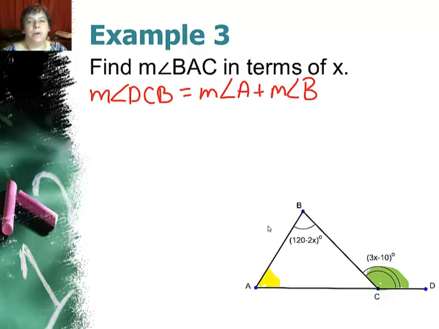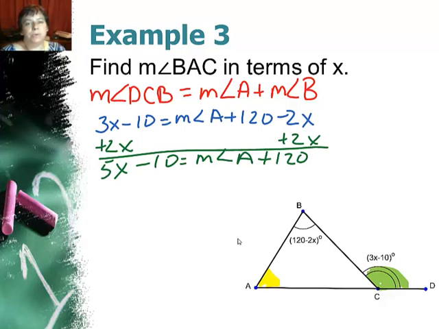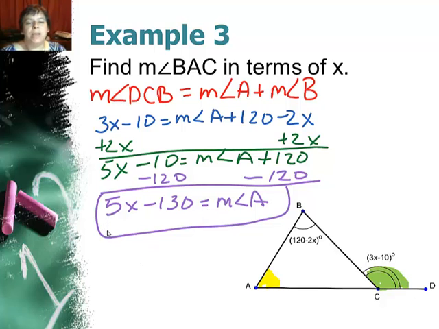Substitute in what I know. I know that DCB is 3x minus 10, and angle B is 120 minus 2x. So here's the 3x minus 10 and the 120 minus 2x. Now I'm going to move everything over because I'm trying to solve for the measure of angle A. I'm not really solving for x. So I'm going to add 2x to both sides and then subtract 120 from both sides. So I get 5x minus 130 equals the measure of angle A.